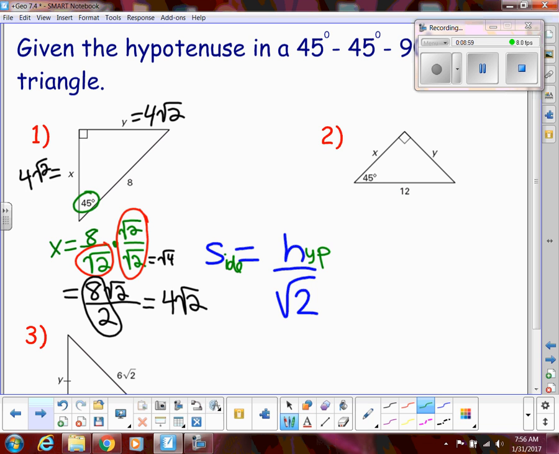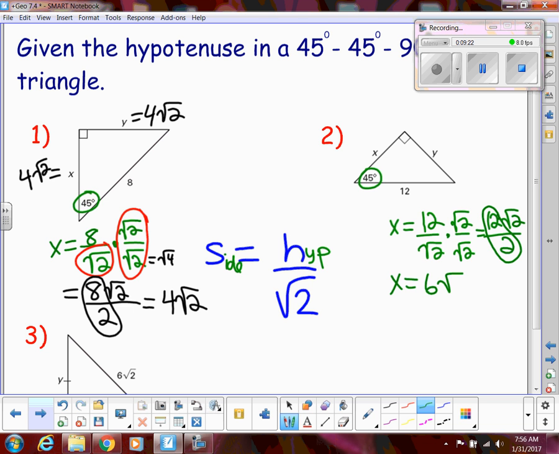So let's do another one. All right, we have 45, and I know the hypotenuse. So my x is going to be 12 divided by root 2. So how do I get rid of that? Multiply top and bottom by root 2. So I have 12 root 2 over 2. And now we reduce the 12 over 2. So x is going to be 6 root 2.